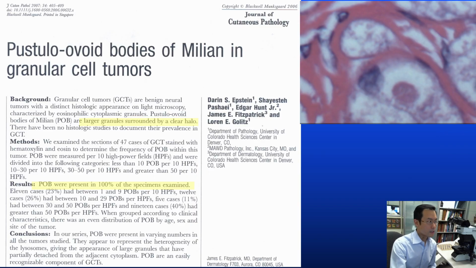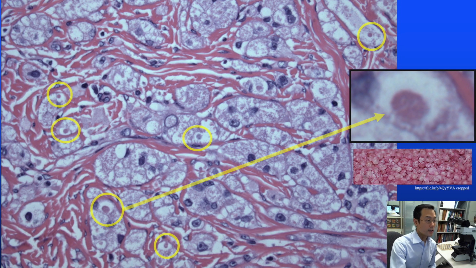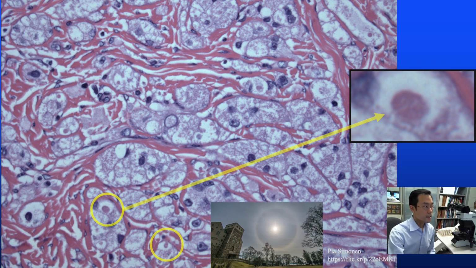I sometimes have difficulty distinguishing granular cell tumors from xanthomas on H&E, and I found that the presence of pustulo-ovoid bodies in granular cell tumors to be the single most helpful clue to make the diagnosis of granular cell tumor. In this study by Gollitz and colleagues, the pustulo-ovoid bodies were present in all of the cases. So here are several examples, and basically, xanthomas don't do this.